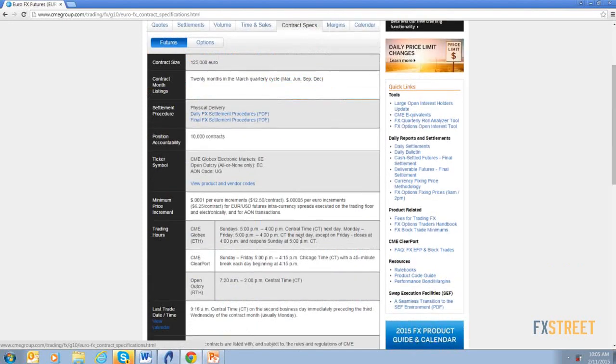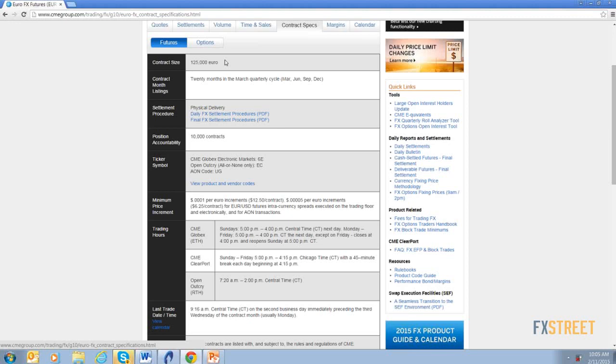But take a look. The specs page for any of them, the Euro, the Yen, the Swiss, the Pound, the Aussie, the Canadian, is important. Some are the same, some are different. So contract size, you can see above here, 125,000 euros. That's a lot of money, right? If you just buy one Euro futures contract, the size of that contract is 125,000 euros. That's pretty big. But you're going to be trading on a margin account, so that's not that big of a deal, okay?